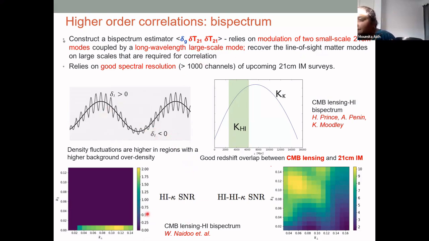As you can see here, you've got the cross correlation between H1 and convergence. This is from Warren's paper. For H1 and convergence, the maximum value is about 2. But if you look at the bispectrum, which is H1 and convergence, the signal to noise is actually not that bad. So this is how the bispectrum can help in recovering some of the signal to noise.